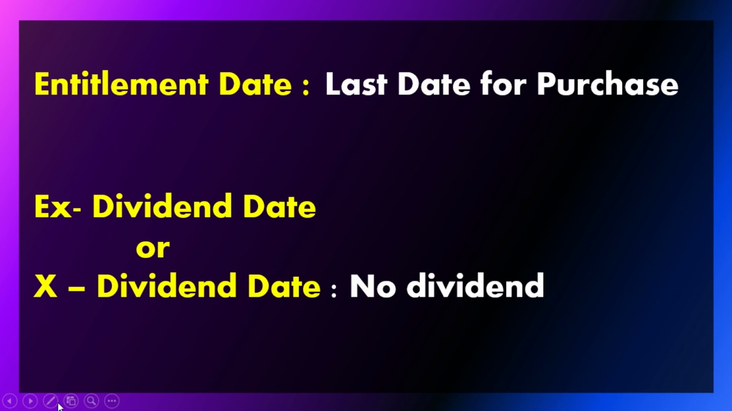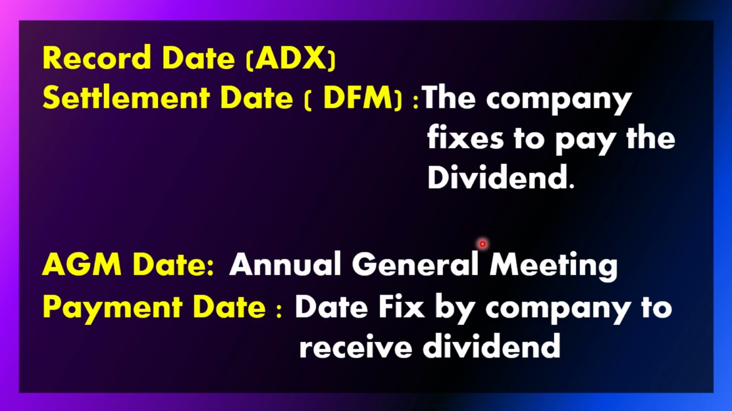The next one will be the ex-dividend date. For DFM, the ex-dividend date is provided, and for ADX you can look for ex-dividend too. Both are the same. It means you will not get the dividend. For the particular date provided as the ex-dividend date, if you purchase the stock on it, you are not eligible to get the dividend. That's the reason I am writing no dividend here.